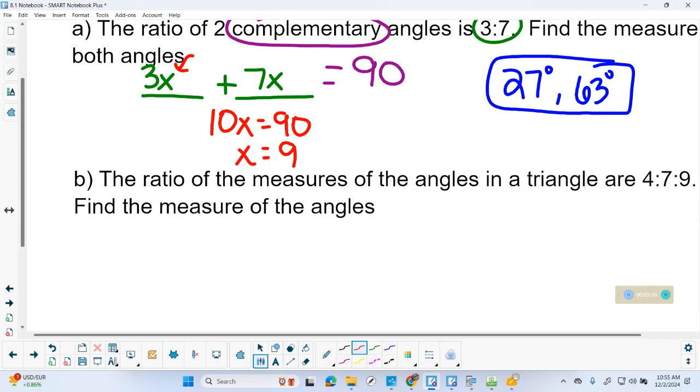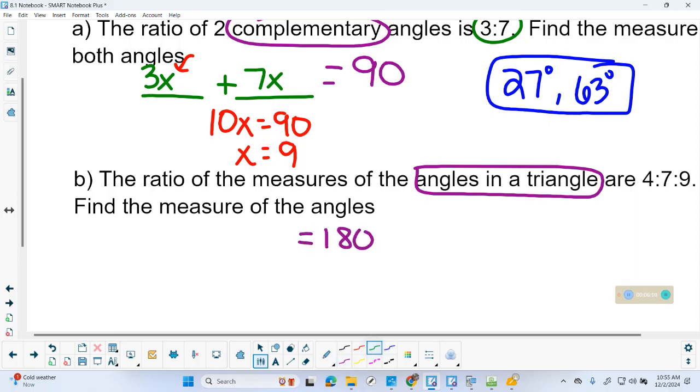All right, ratio of the measured angles in a triangle, 4 to 7 to 9. Find the measures of the angles. So the first question is, where are we heading this up to? So angles in a triangle, you know that. All three angles in a triangle add up to what? 180. Got it. So that's where the 180 comes from. Now same thing, we've got our three angles. So I'm going to put 3 blanks in.